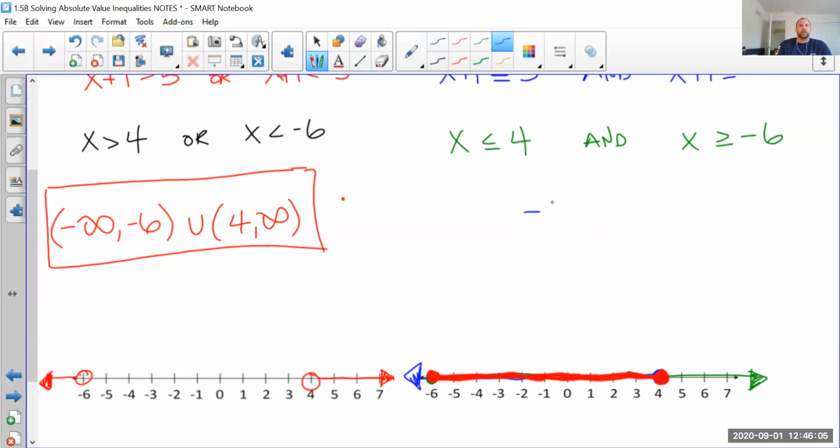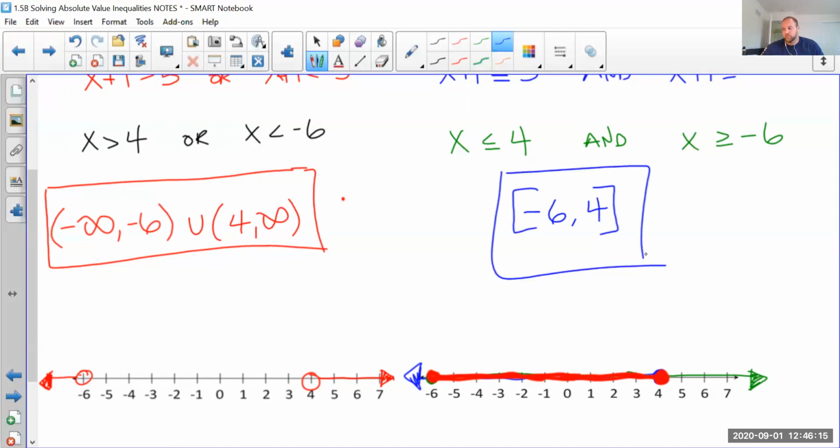The smallest number it can be is -6. The biggest number it can be is +4. It includes both of those numbers, so bracket, bracket. Questions?